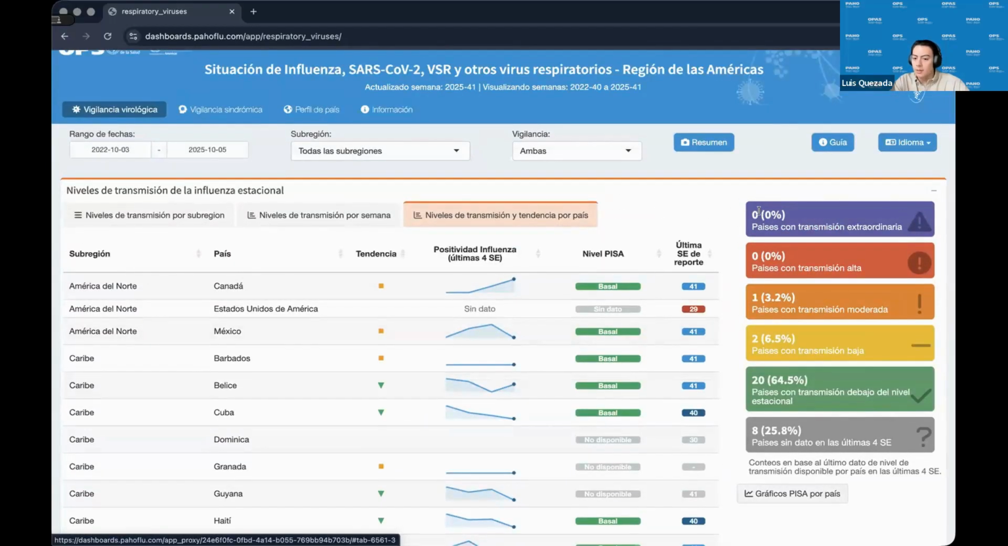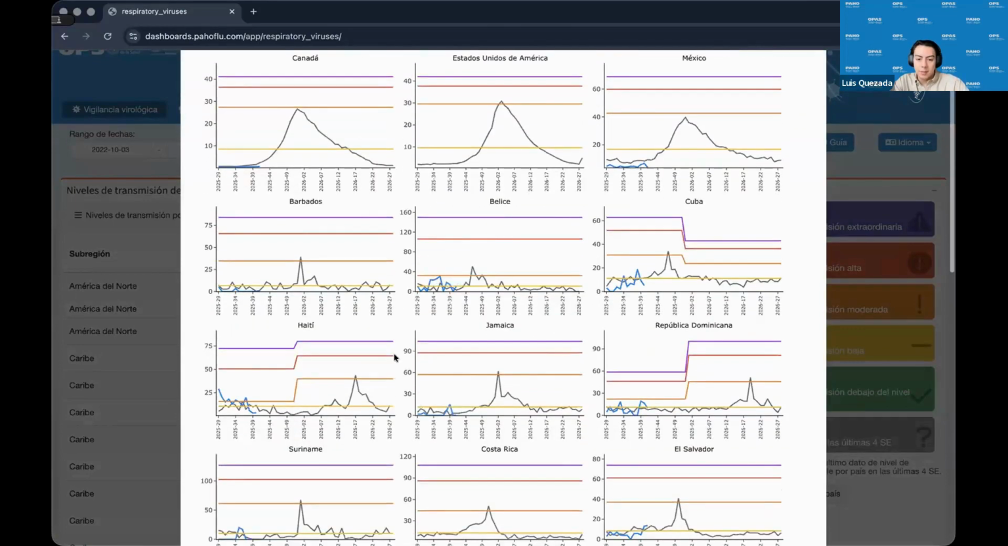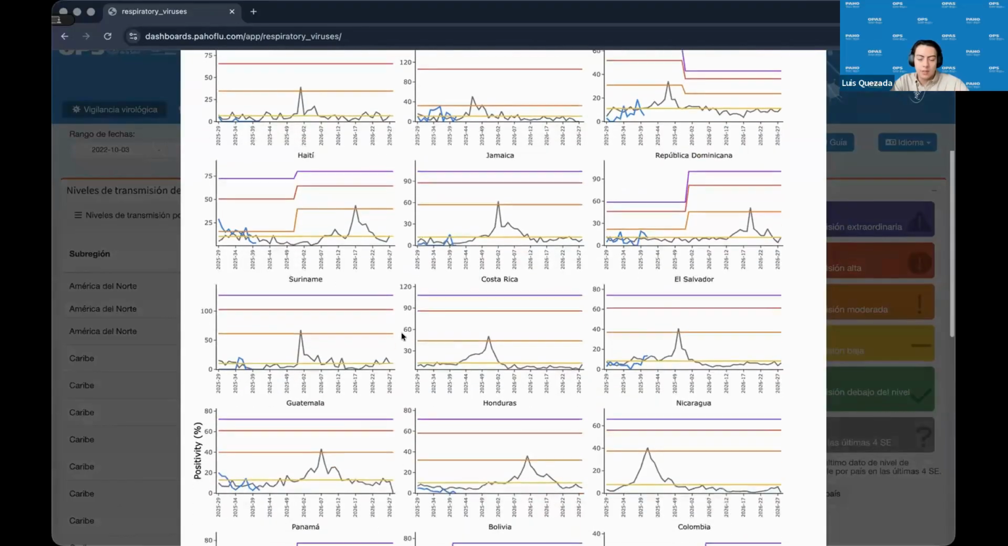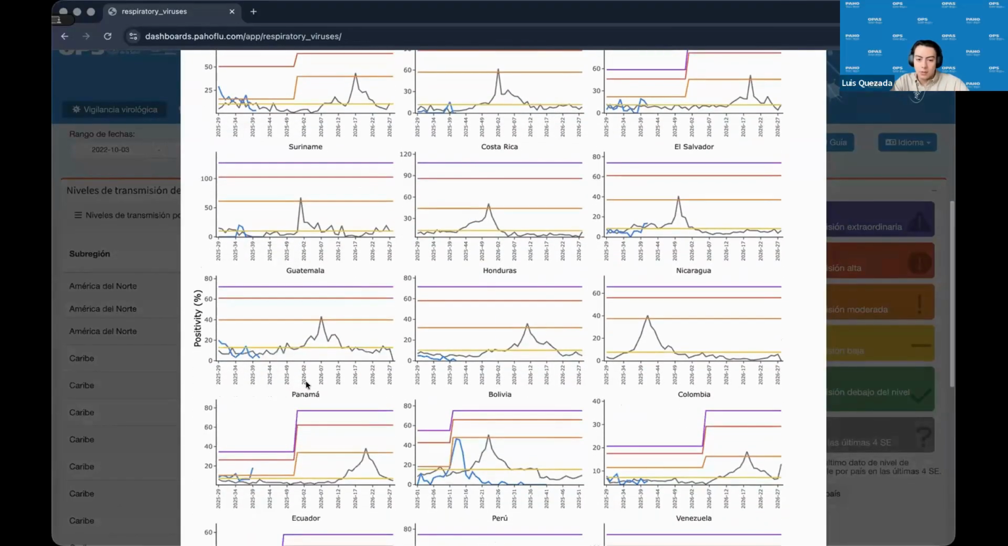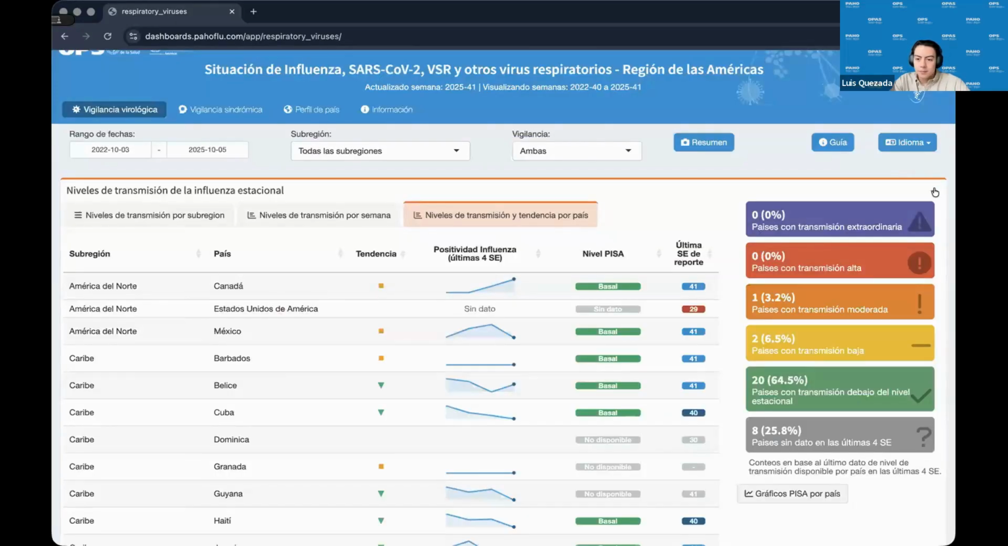And then we have on the right-hand side the figures that show the number of countries that are included in each of the categories and each of the thresholds or levels of PISA. We can also activate detailed graphs by country that show weekly how the influenza positiveness has fluctuated and compare that to the various thresholds that have been established by the PISA methodology.